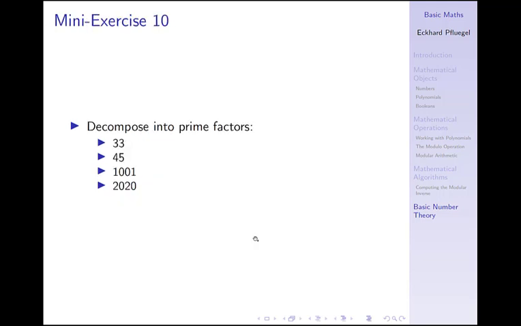So as a mini exercise, you're going to decompose the following numbers into their prime factors: 33, 45, 1001, and 2020. 2020, this is today's year.